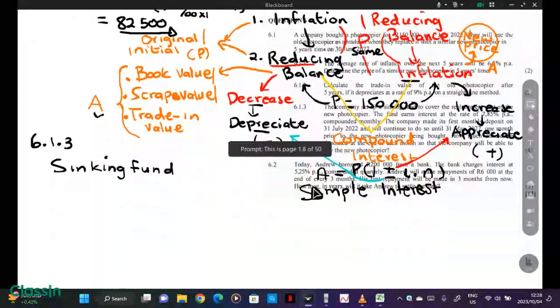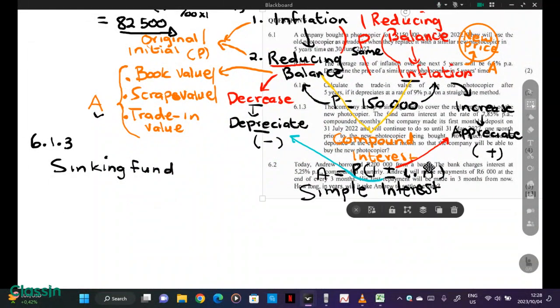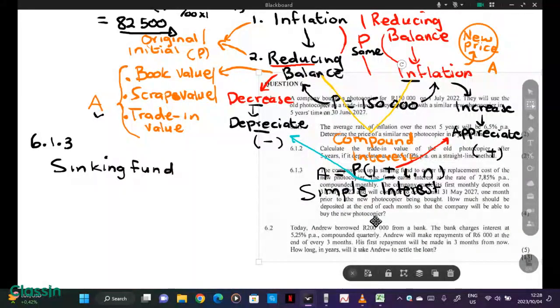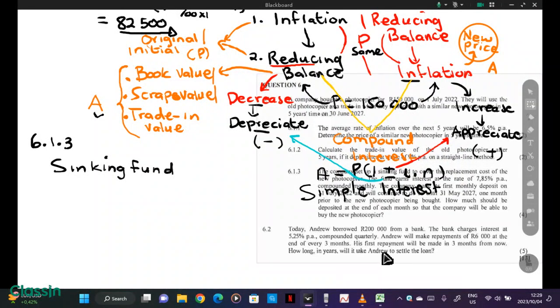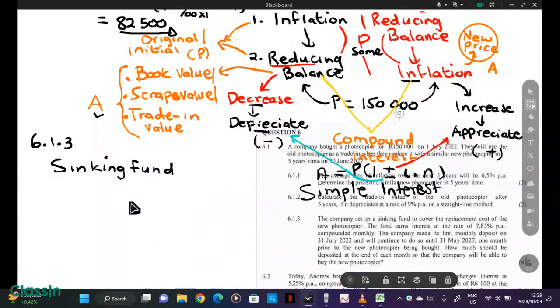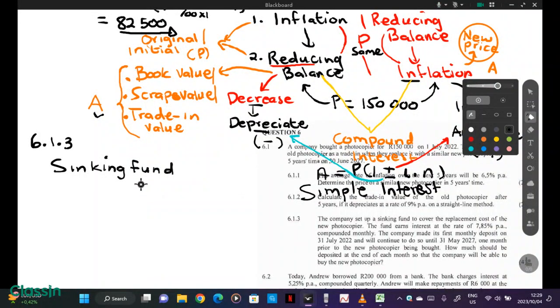So now here we have 6.1.3. I just want it to be clear. On 6.1.3, it says that the company set up a sinking fund to cover the replacement cost of the new photocopier. The fund earns interest at the rate of 7.85% per annum compounded monthly.